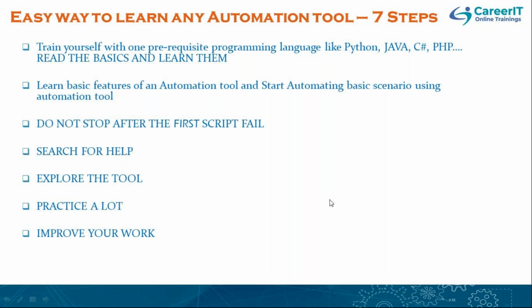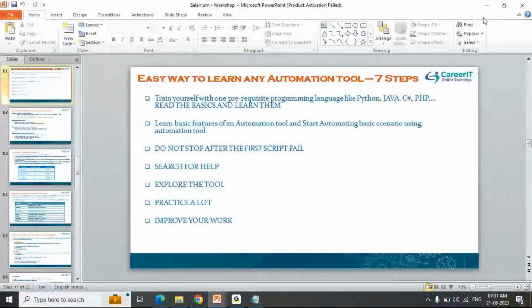During practice you will improve your work. Maybe in the first or second step, you had already written one script in a very basic manner. In the last step, the seventh step, once you practice a lot, you will know how to write those scripts effectively, so that your script's performance also increases. So in the seventh step, you simply improve your work during practice. If you follow these seven basic steps, we can learn any automation tool, guys. So this is all about how to learn any automation tool.